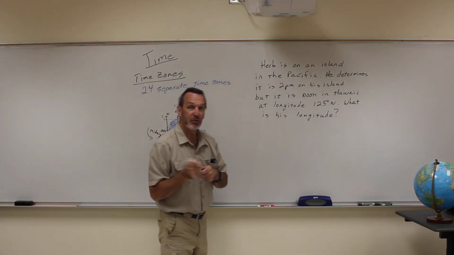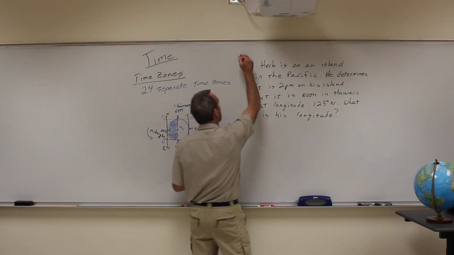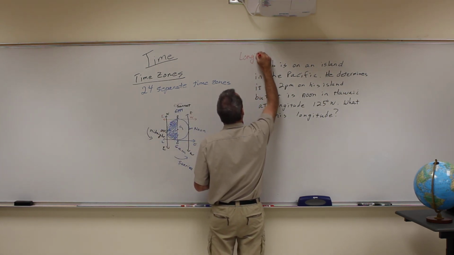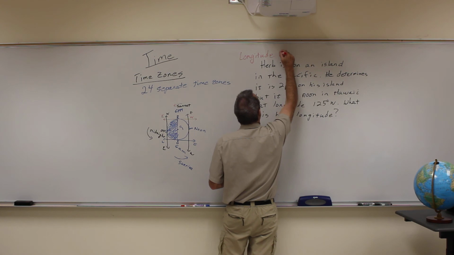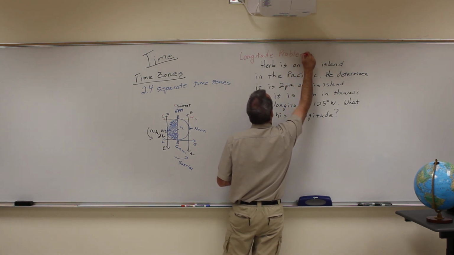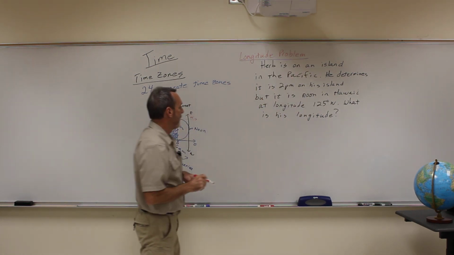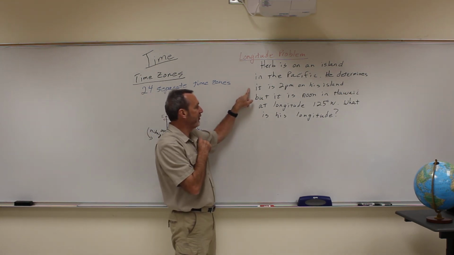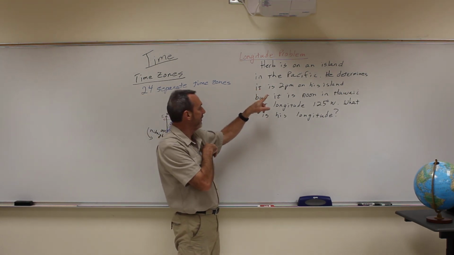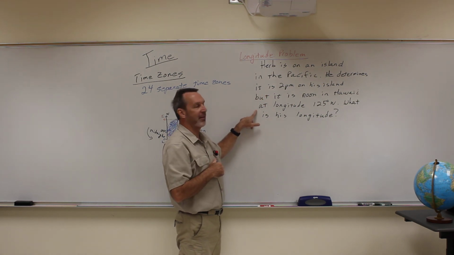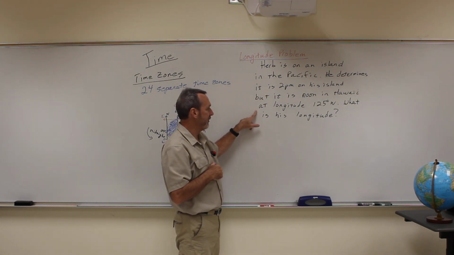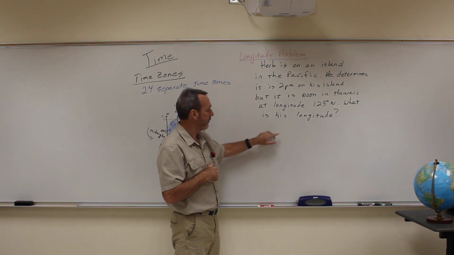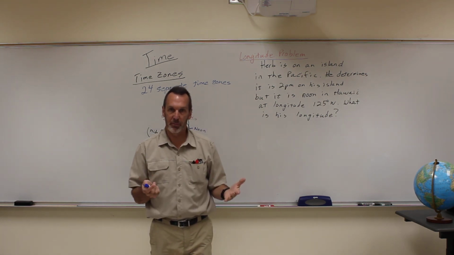All right, so we're going to do what we call a longitude problem. Herb is on an island in the Pacific. He determines it's 2 p.m. on his island, but it is noon in Hawaii at longitude 125 degrees west. What is his longitude?